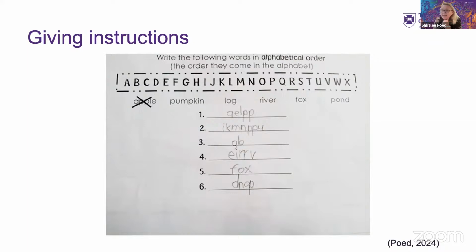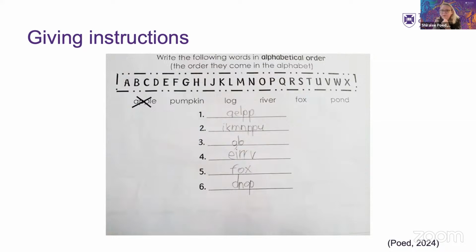This is an answer given by a student. And you can see that they've done something very wrong. What they've done is instead of writing the list in alphabetical order, so had they done that, it would have been apple, then fox, then log. Instead of writing the list in order, they've taken the letters in each individual word and they've written them in alphabetical order.